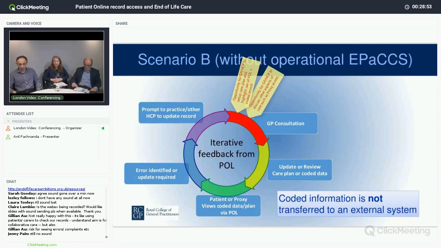How you'd go about using that might be slightly different depending on where you are. But all that information is still coded. They can still view it through the patient online interface. They can still look at whether it's up to date and if there are any errors, and then they can still be prompted to go back to the practice to see if it needs updating.